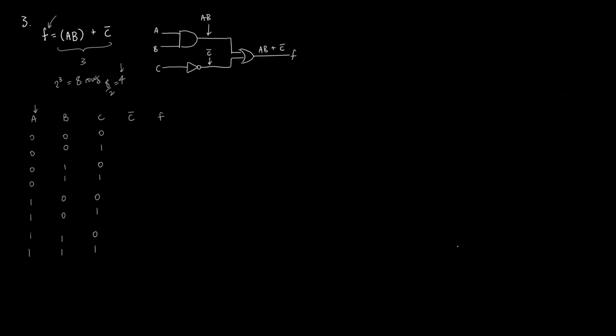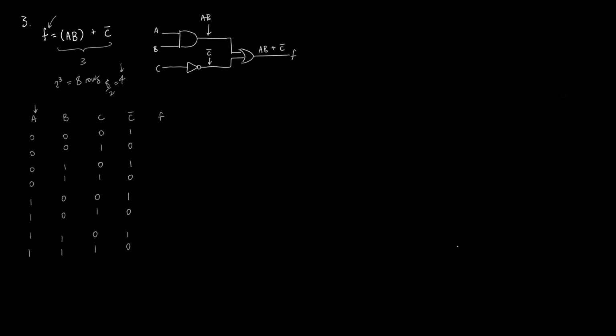And for not C, we're simply just going to take the opposite of whatever C was. So where C is 0, not C is 1, and vice versa. So we're going to end up going 1, 0, 1, 0, 1, 0, like so. And now we need to calculate F.